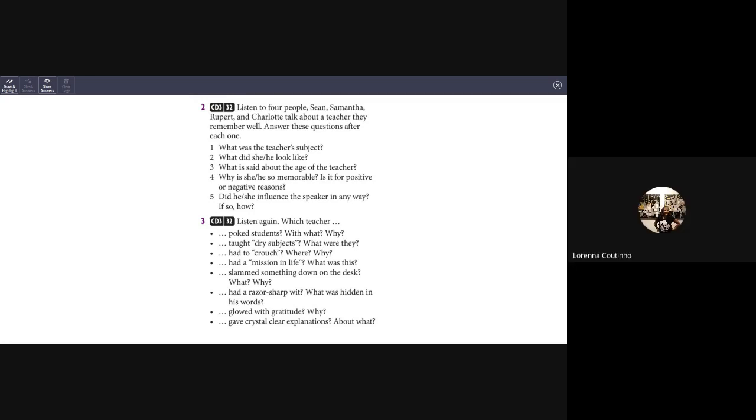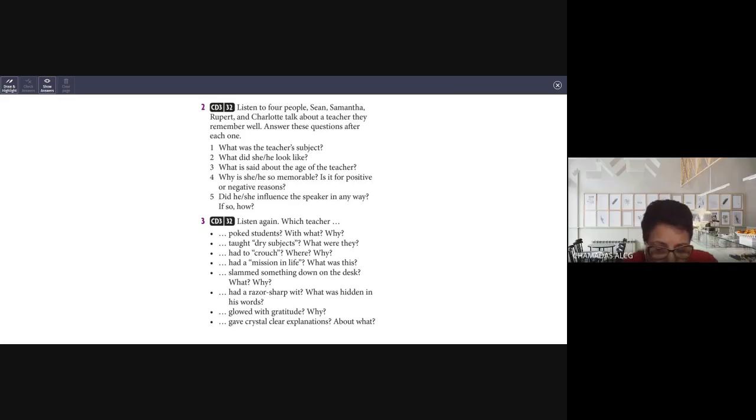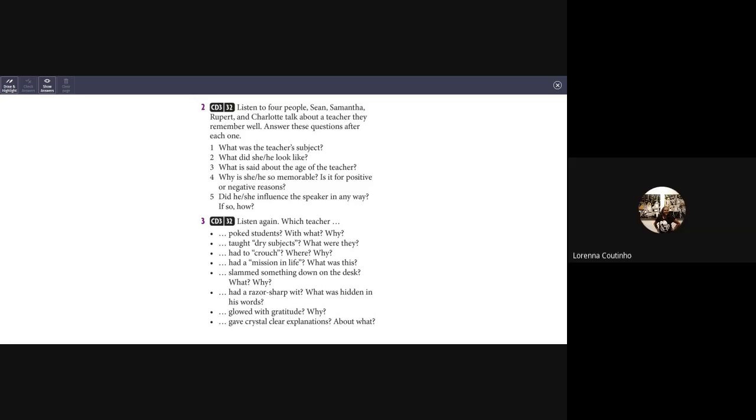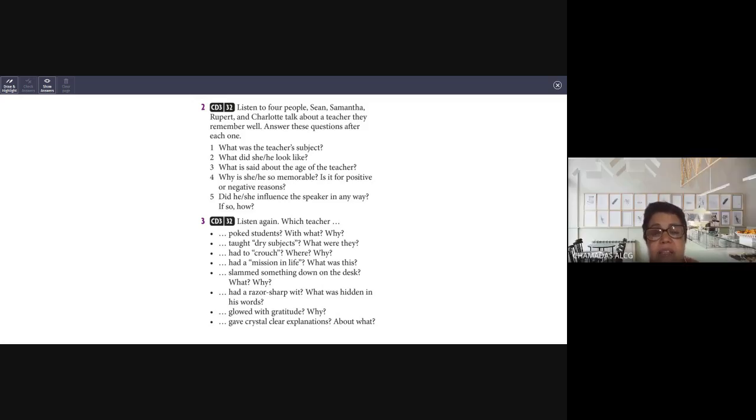What is crouch? Crouch is to curvar-se, like when you are too big, for example, to be in a car, you are too tall, you have to do like this to drive the car. I don't remember really. Yes, the last one, Charlotte's teacher, Miss Wilkinson. Miss Wilkinson, she has to crouch to drive her car because she's too big.